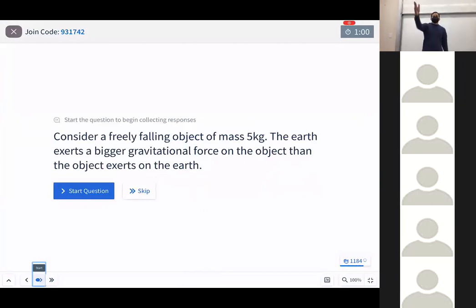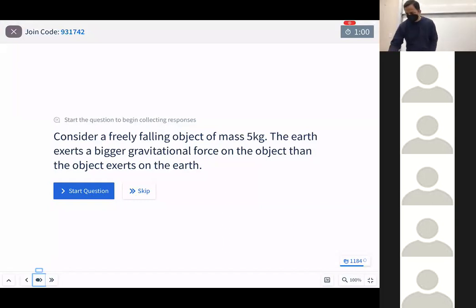So this ties with the question that was asked here earlier. So again, this is a conceptual question. It says, consider a freely falling object of mass 5 kilograms. So a 5 kilogram object is just falling towards the earth. The statement is that the earth exerts a bigger gravitational force on this 5 kilogram object that's falling than the 5 kilogram object is exerting on the earth. Is this true or is this false?